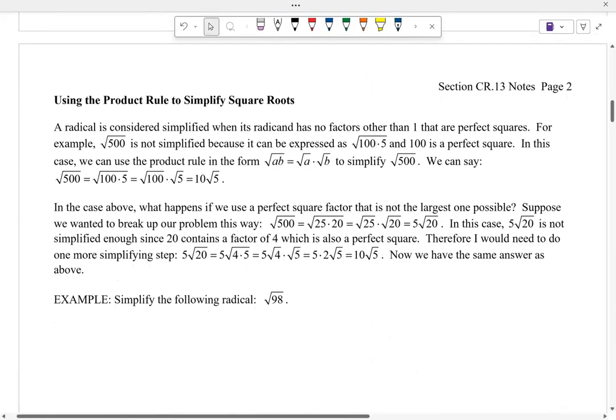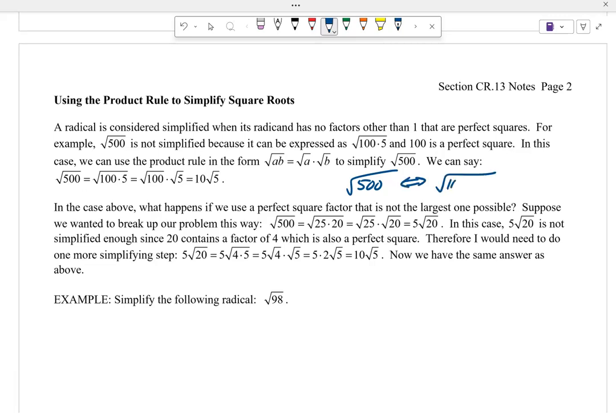Let's continue on, do some more. If you had the square root of 500, I like to break that up. I'd say, well, 500 is 100 times 5, and I know 100 is 10 times 10. Again, I'm looking for two of a kind, so I have 10 root 5 as far as I can go with that.